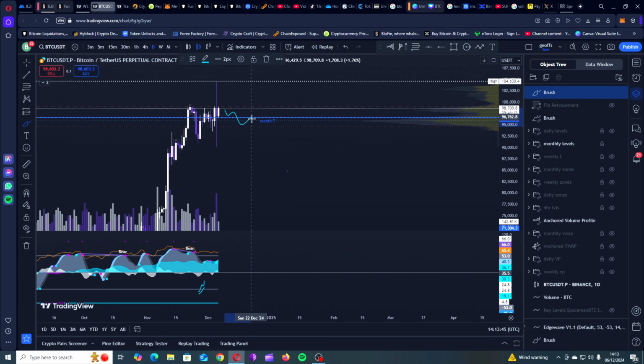Let's just scan through a few altcoins real quickly. Ethereum, daily levels reacting perfectly. Let's go into the weekly, take off the daily levels.